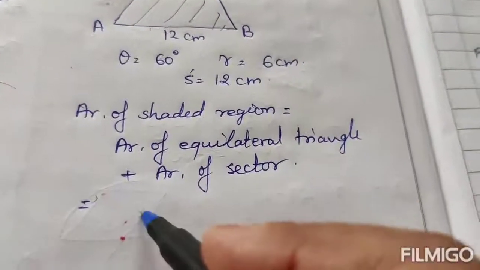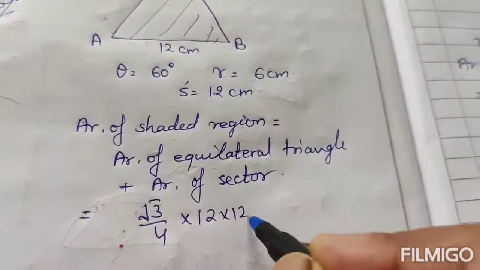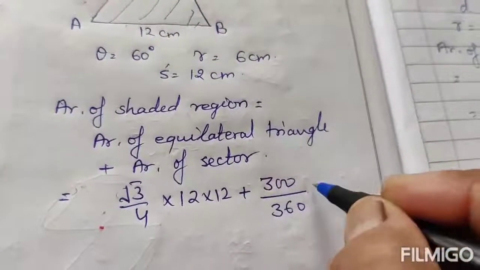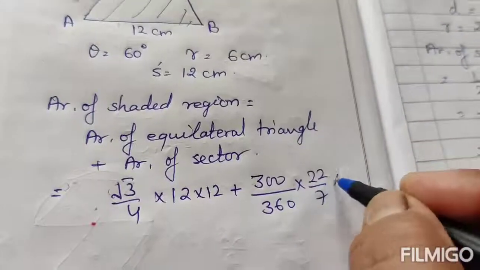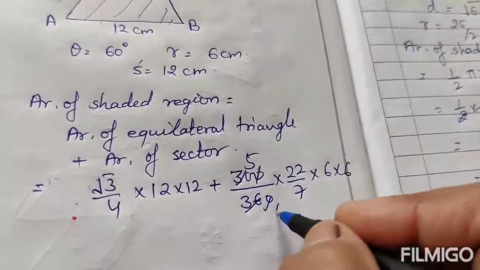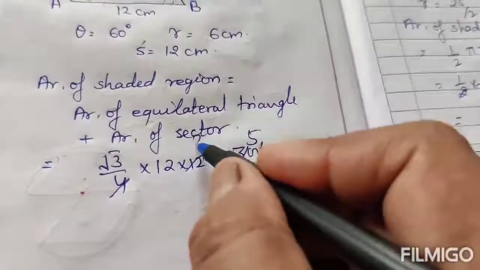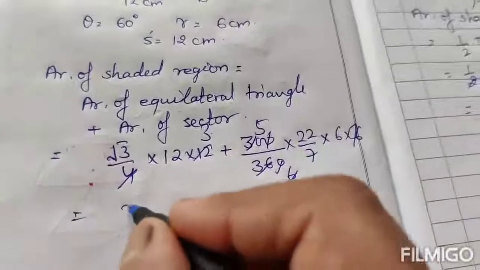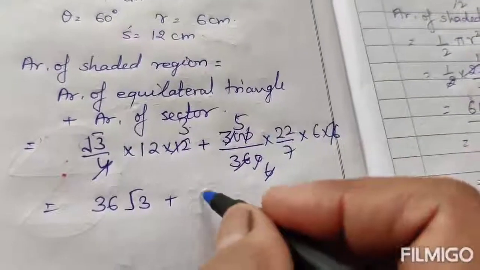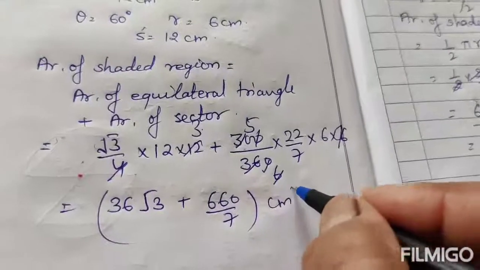Area of equilateral triangle is root 3 by 4 into side square, means 12 into 12, plus area of sector 300 degree by 360 into pi r square, r is 6 into 6. Cancel 6, 5 sixes, 6 sixes are 1, 6 cancel, and here 4 threes are 12, 12 threes are 36 root 3, plus 660 by 7. This is the area of the shaded region.